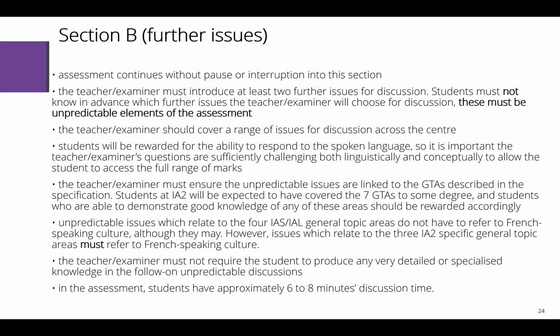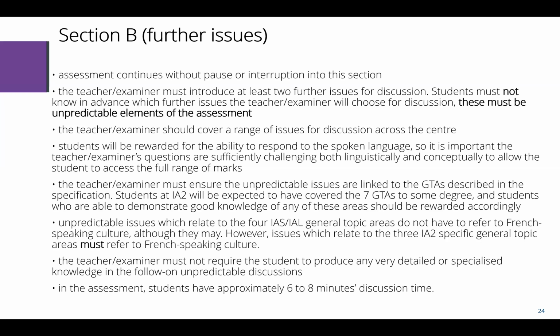And you can see it says that you, as the teacher examiner, have to introduce at least 2 issues for further discussion. And it's really important that you divide that time evenly between the two topics. Well, it can be more than 2 topics, but if you think it's 11 to 13 minutes and you've spent, let's say, 5-ish minutes, you've got then 6 to 8 minutes here. So you want to divide that time evenly between the 2 topics.